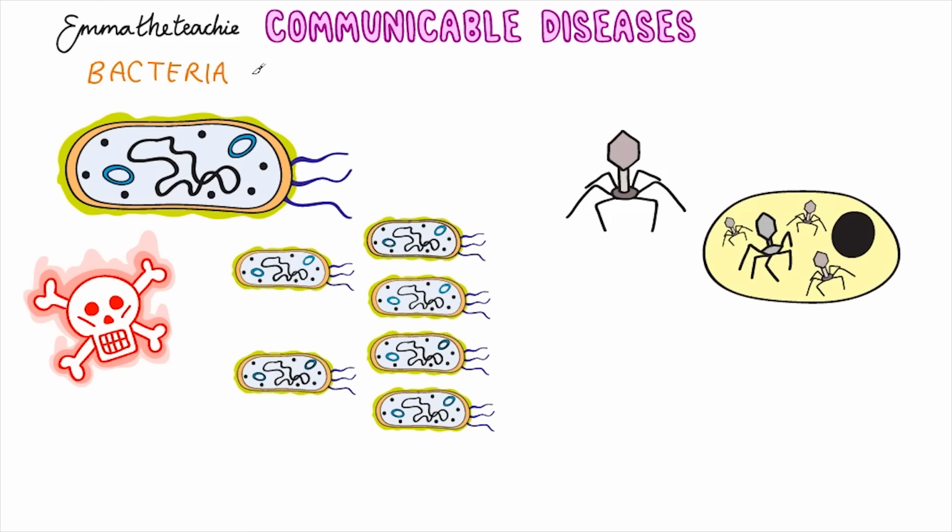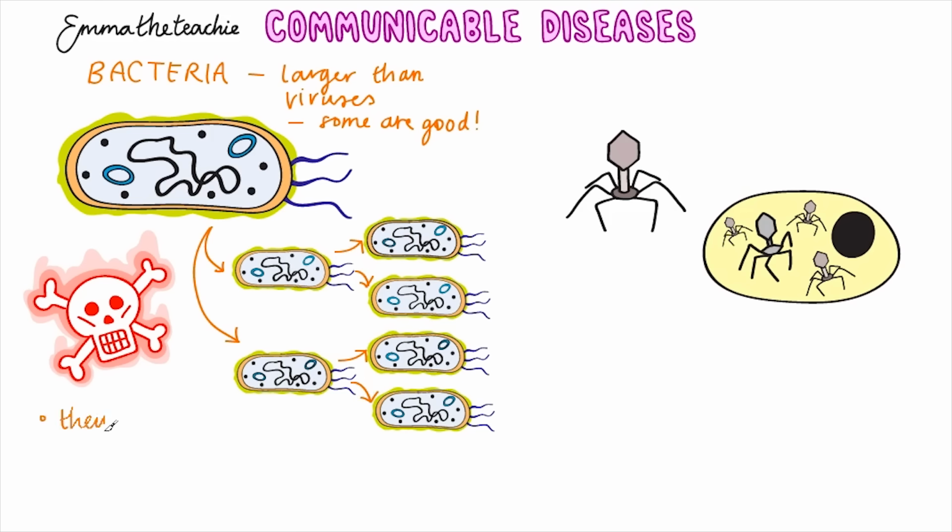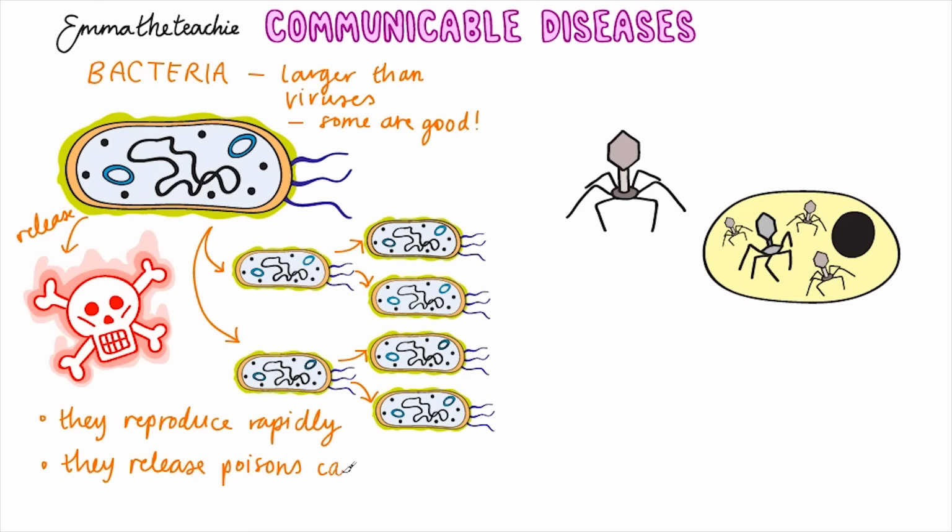Bacteria are larger than viruses, and there are many good bacteria that play an important role in our digestive system. It's actually estimated that the average human has roughly the same number of bacterial cells as human cells in their body. It's no surprise then that bacteria can reproduce rapidly in the process of binary fission. They can produce poisons called toxins, and these damage the tissues of the body. This is what actually makes us feel ill.